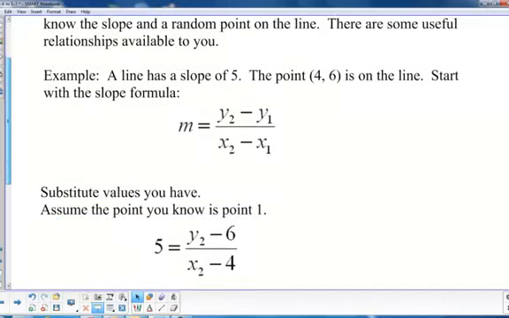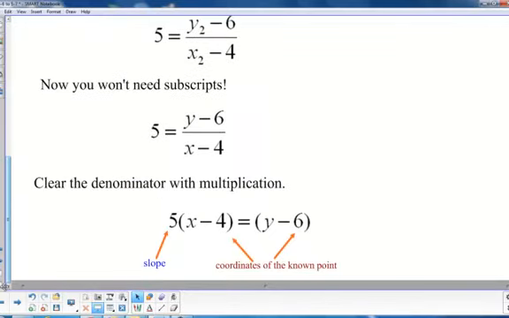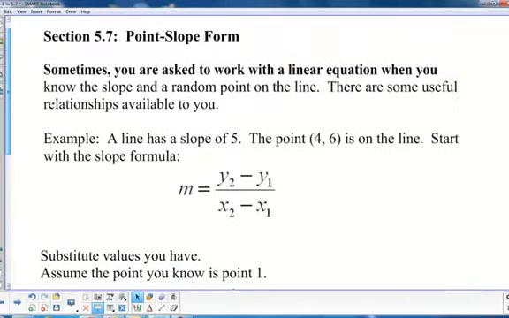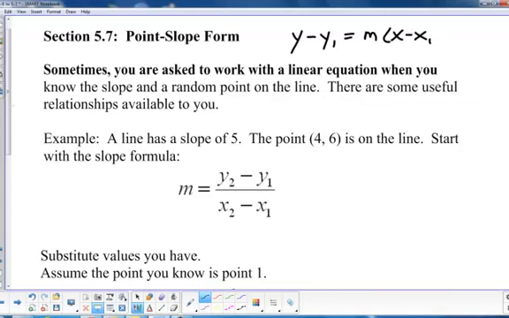Point-slope form is right here. That's not point-slope form either. Okay, point-slope form is listed on the next slide. Where did I put it? I'll just write it right here. y minus y1 equals m times x minus x1.